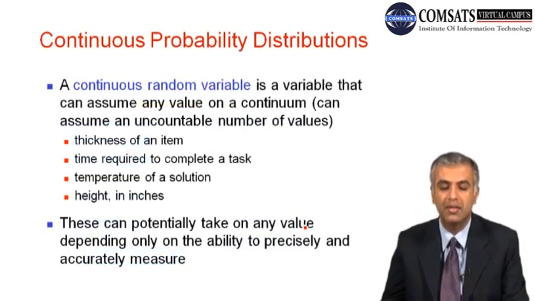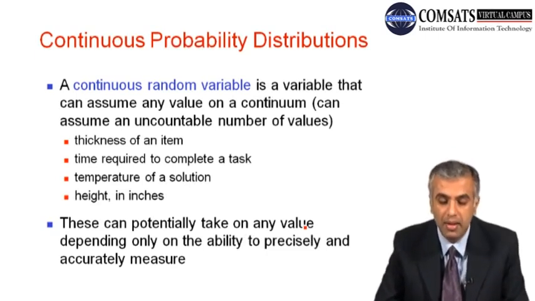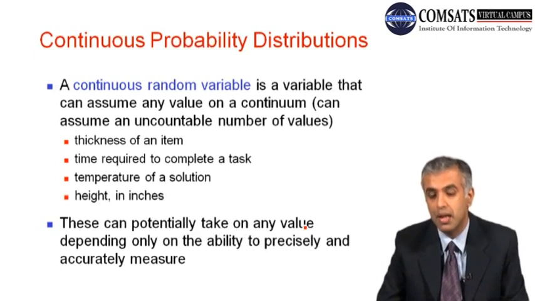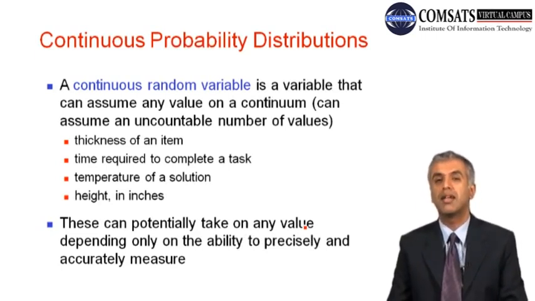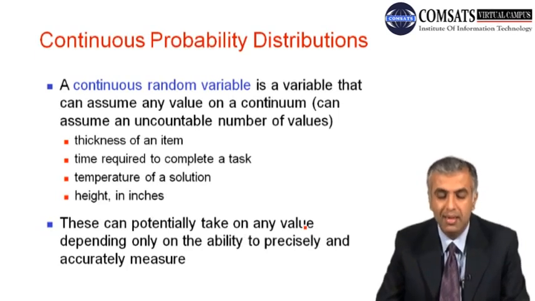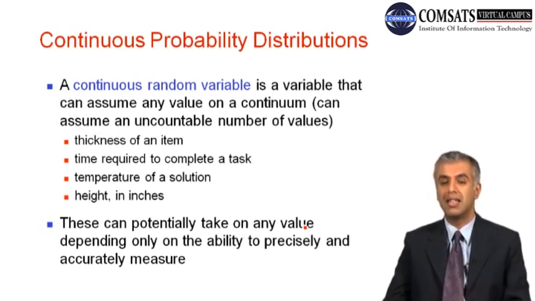Here you can see that the continuous probability distribution relates to a continuous random variable, and it can assume uncountable values. Various examples you can see here are thickness of an item, time required to complete a task, temperature of a solution, or height, etc. This type of variable data is considered a continuous random variable, and these variables can take any value which can precisely and accurately give us concise data.